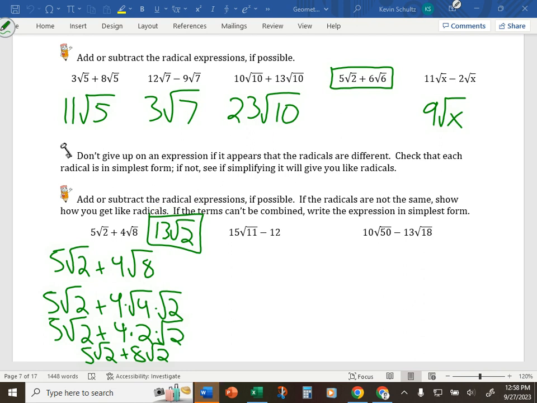Why we spent 3 weeks simplifying roots and why we went over and over them is because you need them for this. Okay? You need them for this.